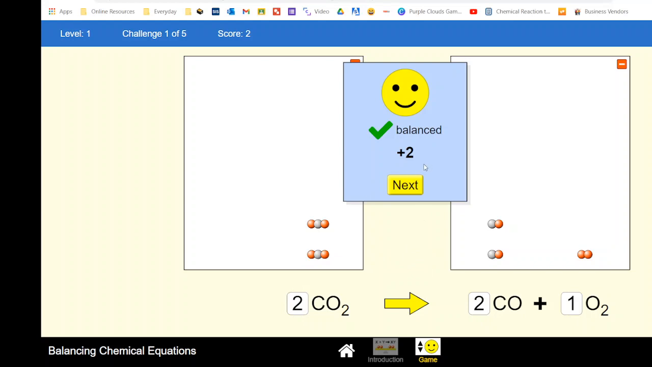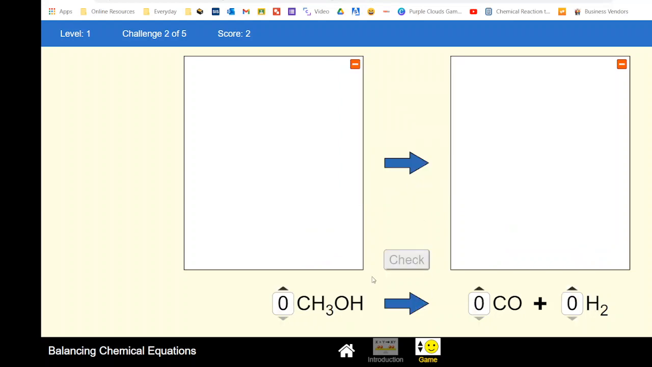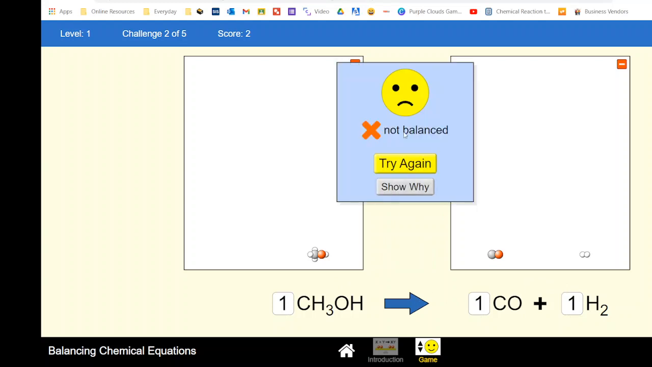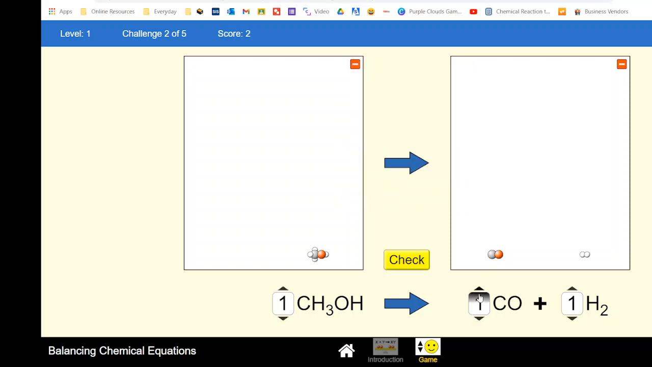If you get a question correct, you'll get 2 points. But if you make a mistake and check, it'll tell you that it's not balanced. You can click show why, or you can click try again and attempt at least one more time. If you can't get it this next time we try it, then you'll probably have to redo the level since you won't get any of the points for that question. You must receive a 9 out of 10 to receive credit for the level.